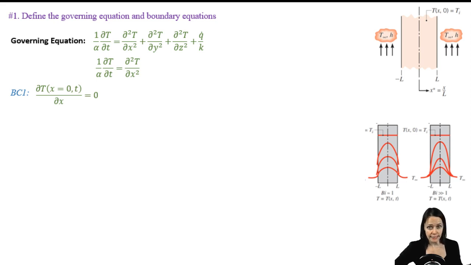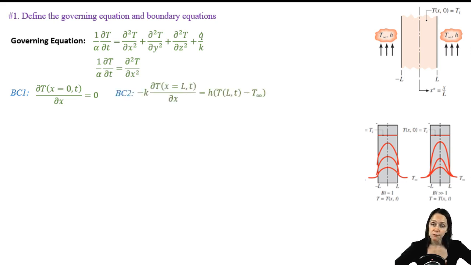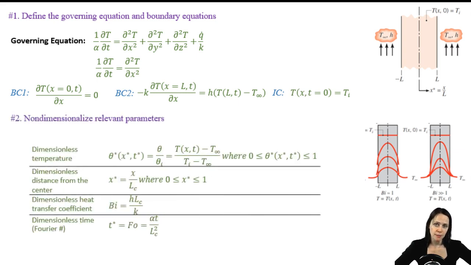The slope dT/dx at the center is 0, so there's no heat transfer at x equals 0. The second boundary condition is the convective condition at x equals L. The initial condition is that the wall is at a uniform temperature Ti. And the next step is to non-dimensionalize some of our parameters.